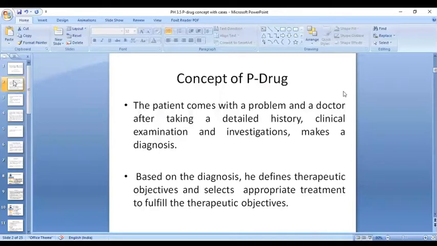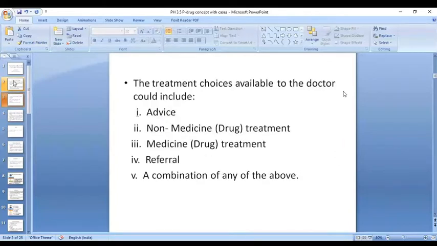Now, as I said, it is not just the P drug, it can also be the P treatment. P treatment is your personal treatment. The treatment does not necessarily have to be the prescription of a medication. It could be advice or a non-medical treatment. It could be a referral, where you feel you are not equipped enough to handle the patient here and it requires a specialist opinion. Or it could be a combination of both. Maybe a COPD patient has come, and you advise quitting smoking, and at the same time prescribe an inhaler, maybe salbutamol or ipratropium inhalers. So it could be a combination of both.